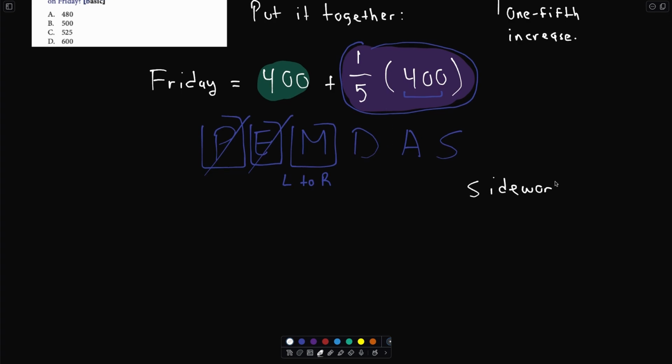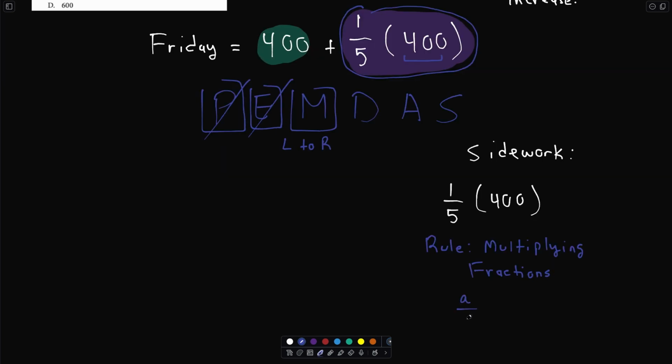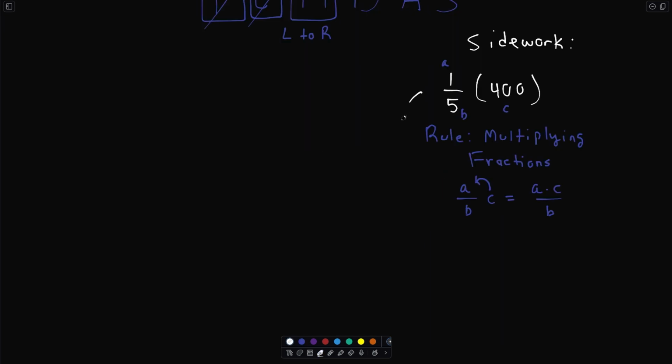So let's do some side work. I'm going to go off to the side and write 1/5 times 400 and simplify this. There's a rule for multiplying fractions. And that rule says if I have a over b times c, I could treat that as a times c over b. Or you could consider this, you're just distributing that a times c in there, where a is 1, b is 5, and c is 400. So let's simplify this.